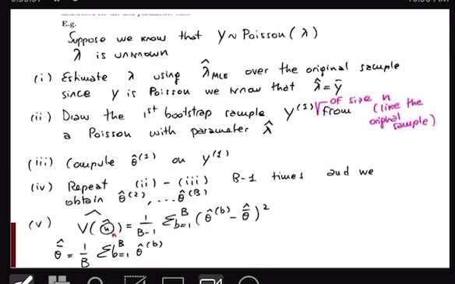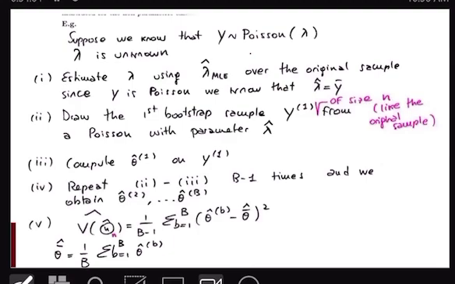Suppose we know the distribution, and the distribution is Poisson. Has anybody heard about the Poisson distribution? Okay, the Poisson distribution is a very good distribution for mostly rare events. Now, the Poisson distribution has a parameter lambda, but that lambda is unknown. If the parameter is unknown, then it needs to be estimated.